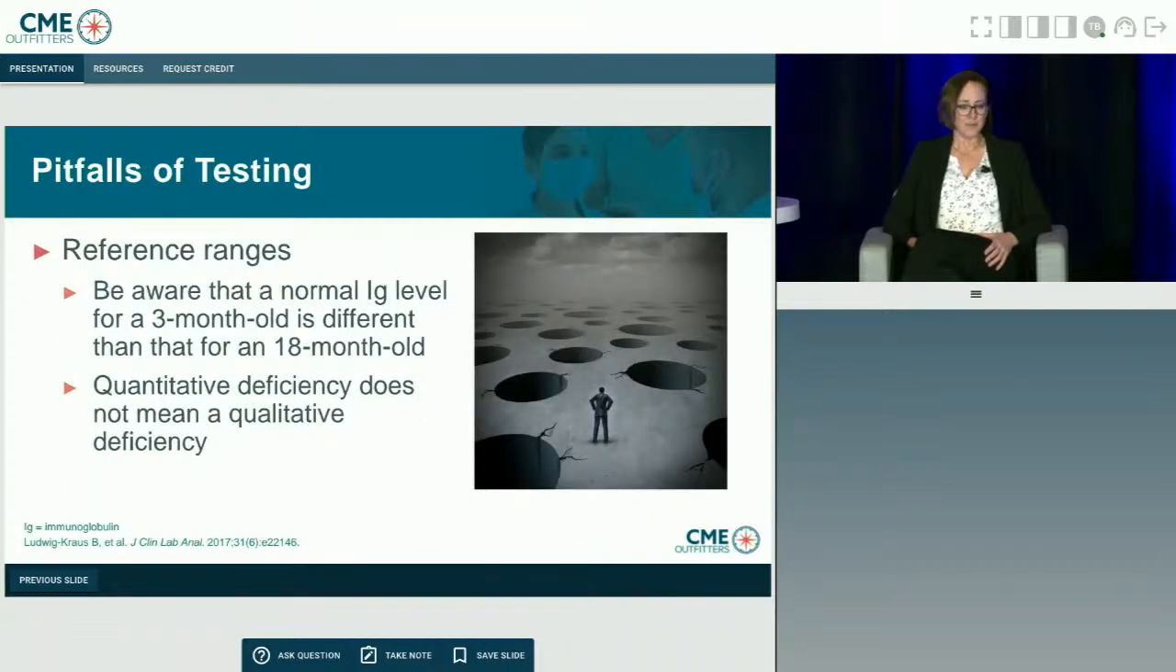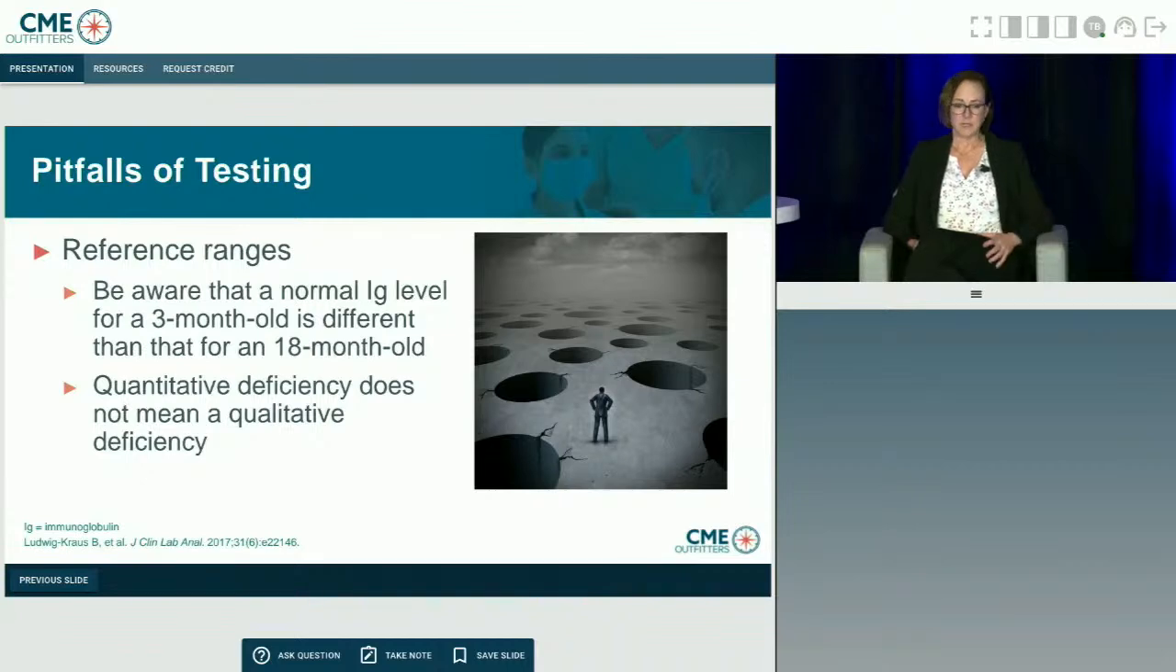But there are pitfalls of immunoglobulin testing. And the biggest pitfall I want to talk about is reference ranges. The immunoglobulin levels of a 2-month-old or 3-month-old are much different than those of an 18-month-old. Because babies are born with their mother's IgG passed in the last trimester. So if you have a premature infant who did not get that passage of immunoglobulins in the last trimester, their IgG level will be low.